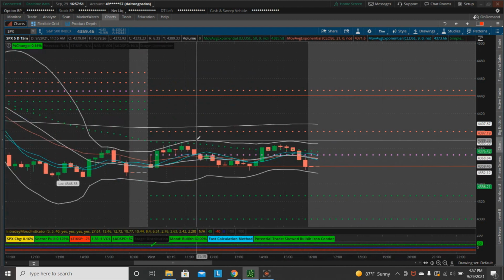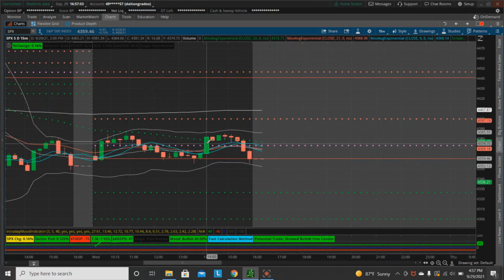So I knew that today we were going to be choppy because of this vol indicator, where it was kind of around 1-to-1, 1.5-to-1. We weren't really going to move strong either way. And sure enough, we were basically flat today.